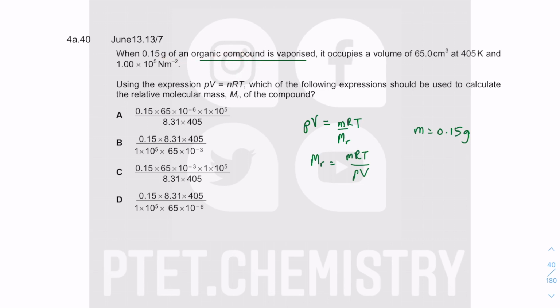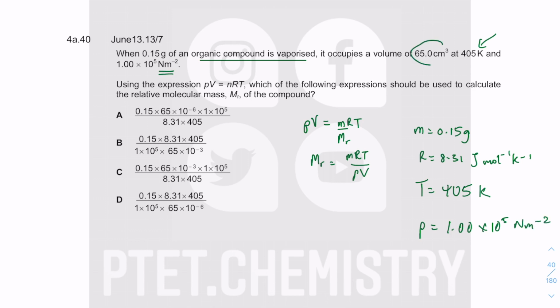R is going to be 8.31 joule per mole per Kelvin. This is the molar gas constant available from your data booklet for free. Your temperature is at 405 Kelvin. Your pressure is at this Newton per meter square, which is equivalent to Pascal. Newton per meter square is the SI unit already, so there's no need to change anything at all.